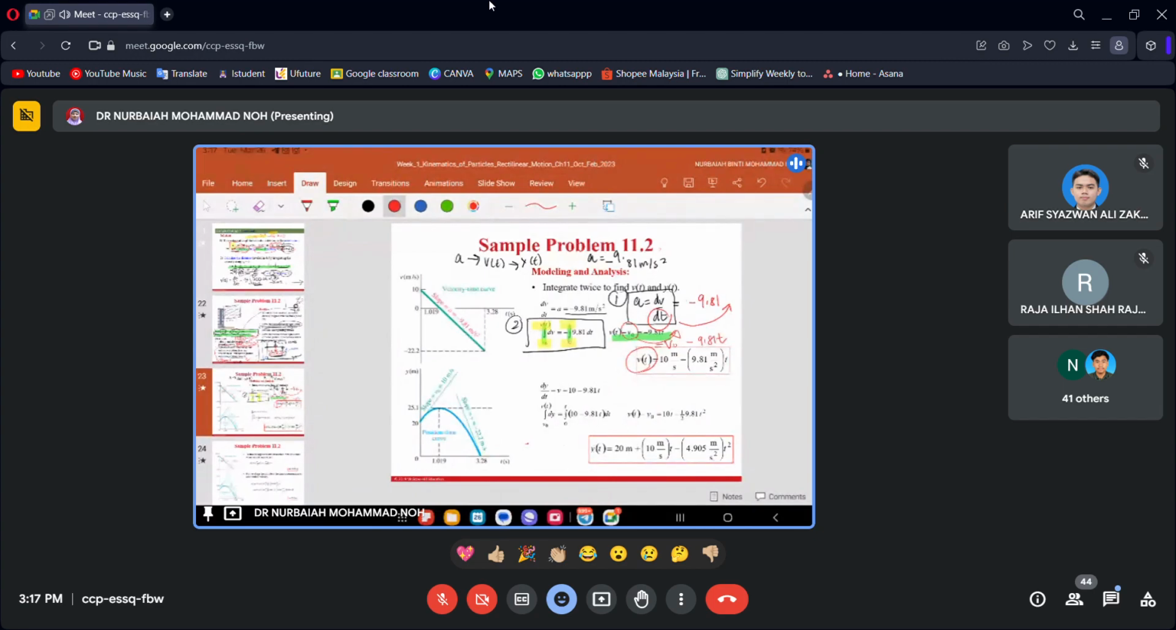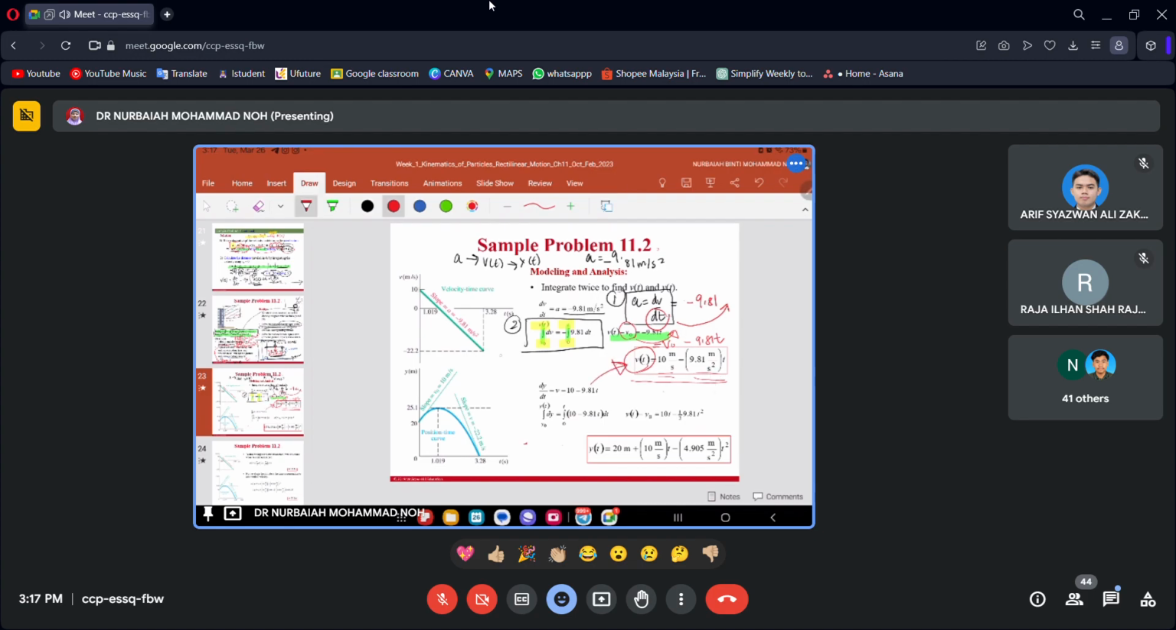We have v0, and we are given v0 equal to 10 meter per second, and the rest remains the same. So this is the function, the answer for the first one. Then later, it wants us to get the function x. To get the x function, again we need to do the integration, because now we only have a and v functions. To get the x function, we are required to have the v function, and we already derived the v function here.